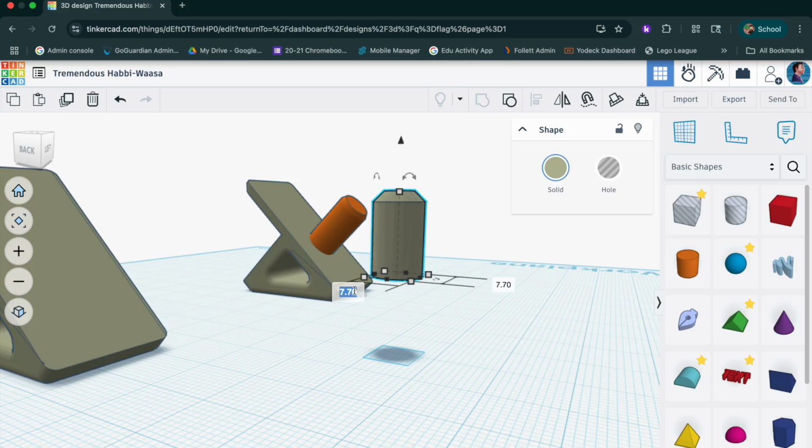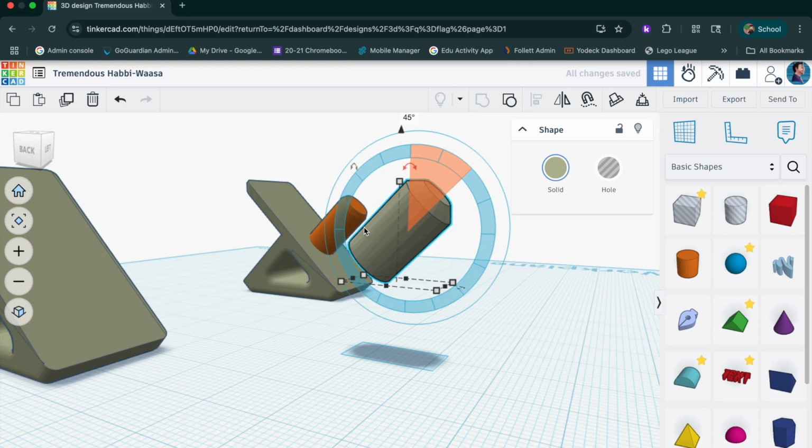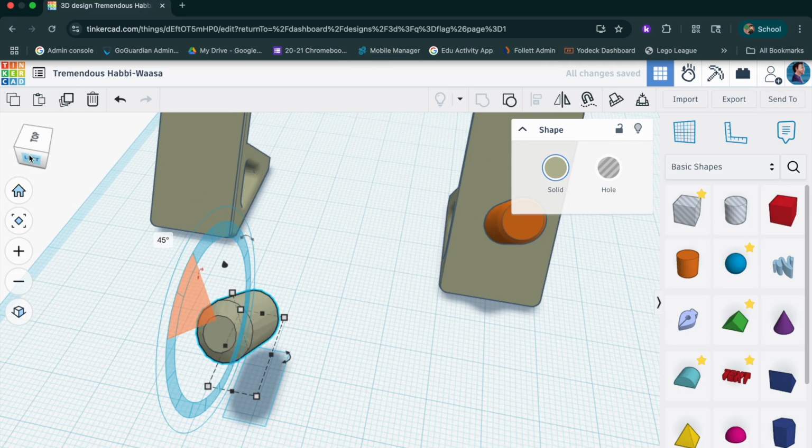So we'll do the same thing. 8 by 8. That 9 really wants to pop up. 8 by 8. And then height of 15. Then I can tilt that back to its 45-degree angle.